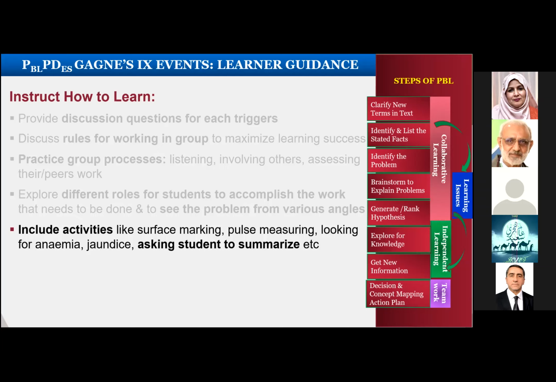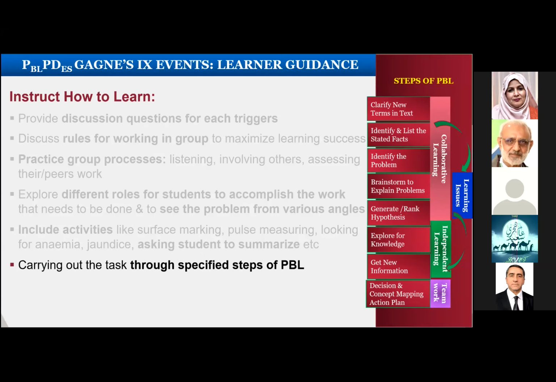Pulse measuring, looking for anemia, jaundice, and the most important, if you have nothing else to do, ask the student to summarize. So after a bit of discussion has taken place, a facilitator can ask the students to summarize what has been discussed so far so that they can construct their knowledge and put things in proper perspective. Carrying out the task through specified steps of PBL, I've emphasized it earlier as well.